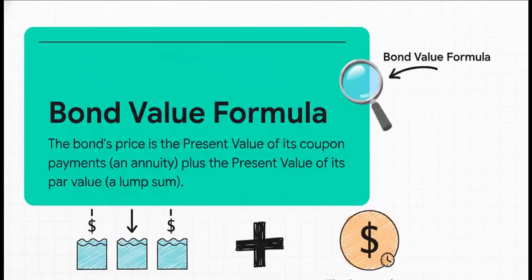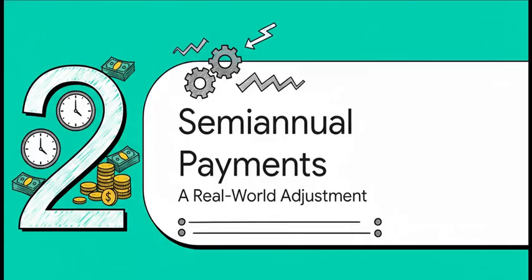You take the present value of that whole stream of coupons, the annuity part, and you add it to the present value of that big final par value payment, the lump sum part. Add those 2 pieces together, and that's your bond's price. It's that simple.